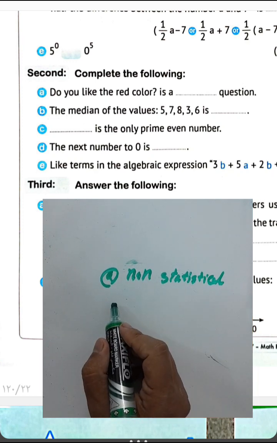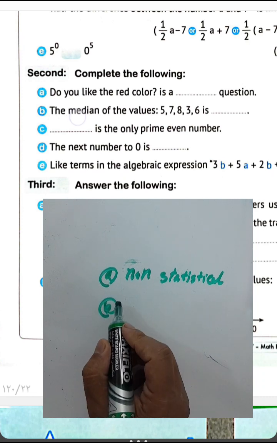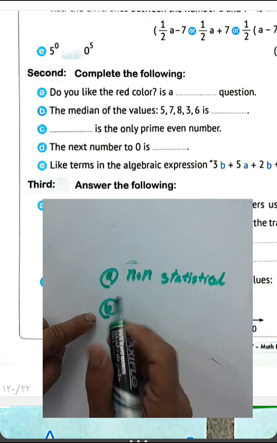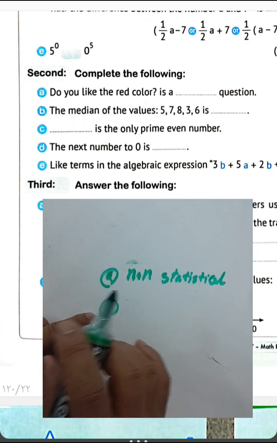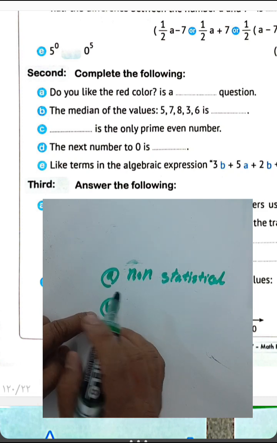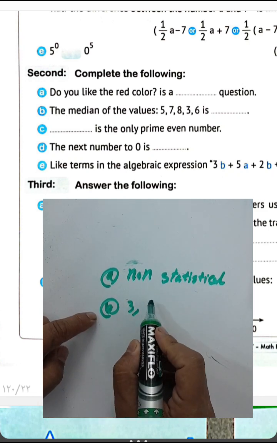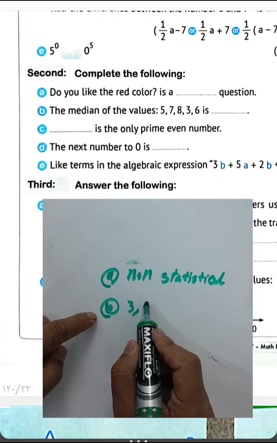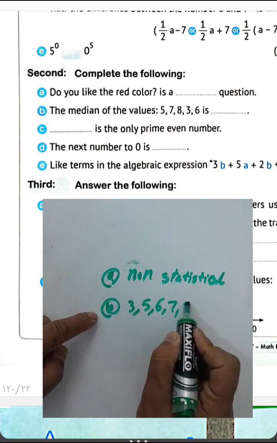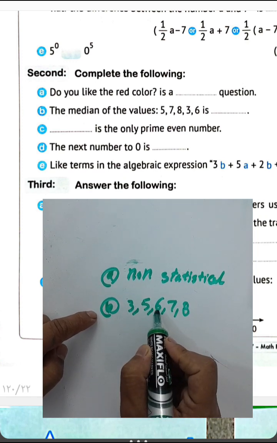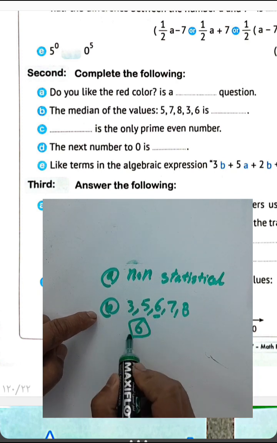Letter B, the median of the values here. We can find the median by arranging the values from least to greatest. Right here, 3 and 5, 6, 7, and 8. The median here will be 6, so the result is 6 for question letter B.